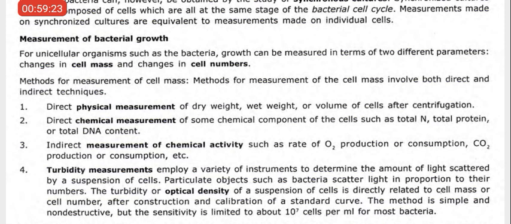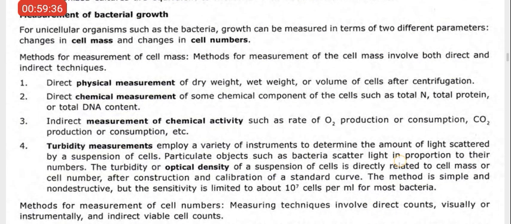Methods for measurement of cell mass. Methods for measurement of the cell mass involve both direct and indirect techniques. Direct physical measurement of dry weight, wet weight, or volume of cells after centrifugation. Direct chemical measurement of some chemical component of the cell such as total N, total protein, and total DNA content. Then indirect measurement of chemical activity such as rate of O2 production or consumption, CO2 production or consumption, etc.